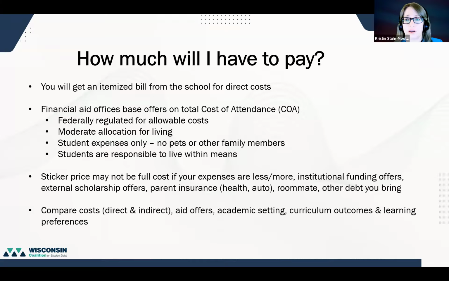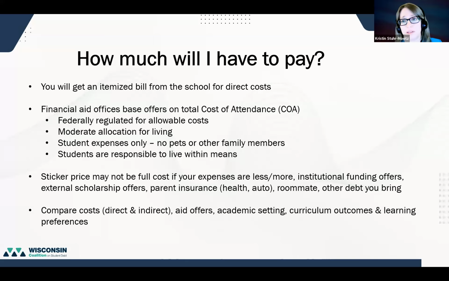You can start by using the cost of attendance schools provide. They include rent, food, and other living expenses that you saw on the previous slide. Each school does develop a cost of attendance based on federal requirements to provide a moderate living allocation for students. These costs are only for students to attend school. They're not really meant to support pets or family members.